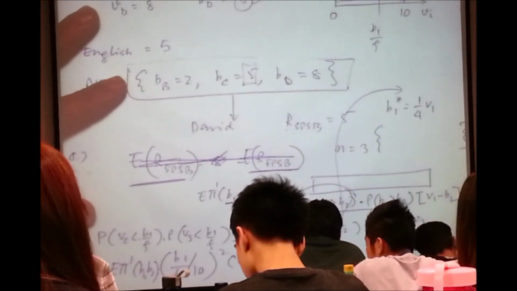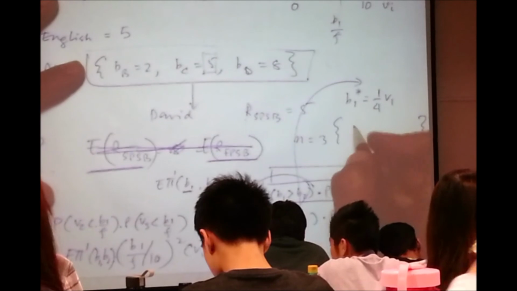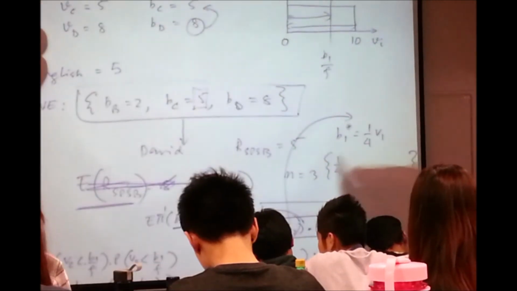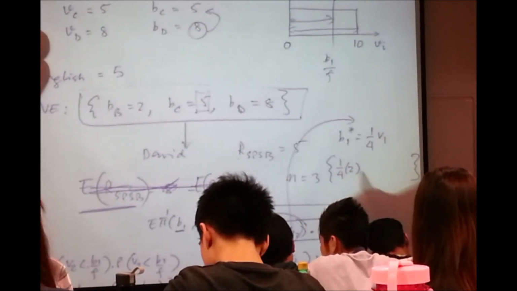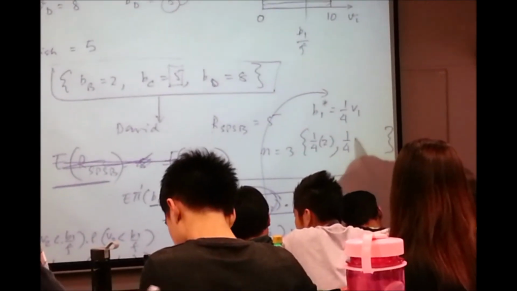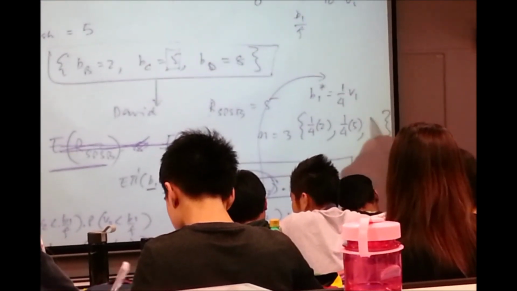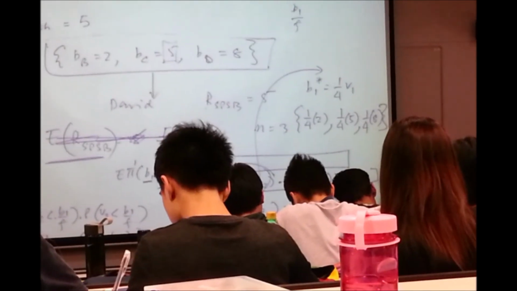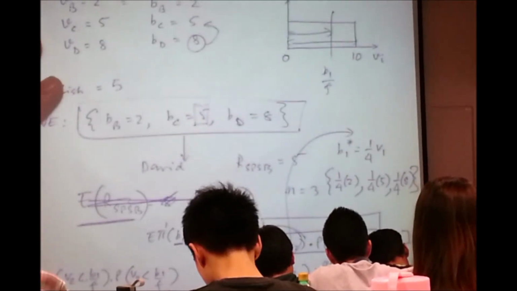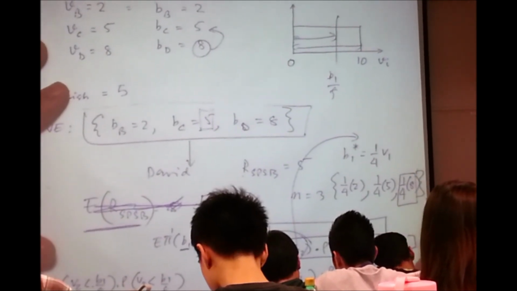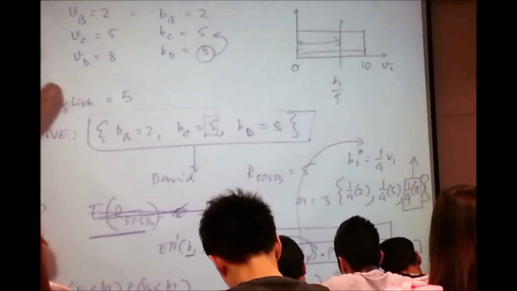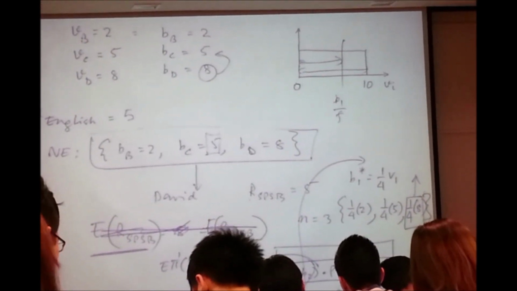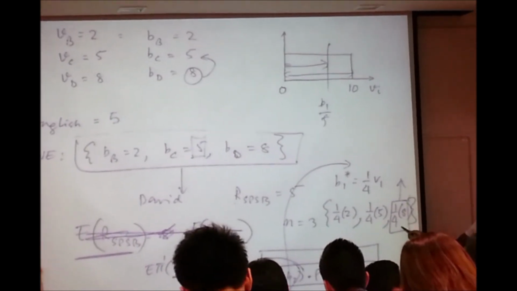Therefore, the Nash equilibrium set of strategies in the first price sealed bid game will be this: 1 quarter of 2 for Ben, this is Ben's bid, 1 quarter of 5 for Charlie, this is Charlie's bid, 1 quarter of 8 for David, this is David's bid. This will be the Nash equilibrium set of bidding strategies. Therefore, who will win? David will win. How much will he pay? This much is the price realized in a first price auction.